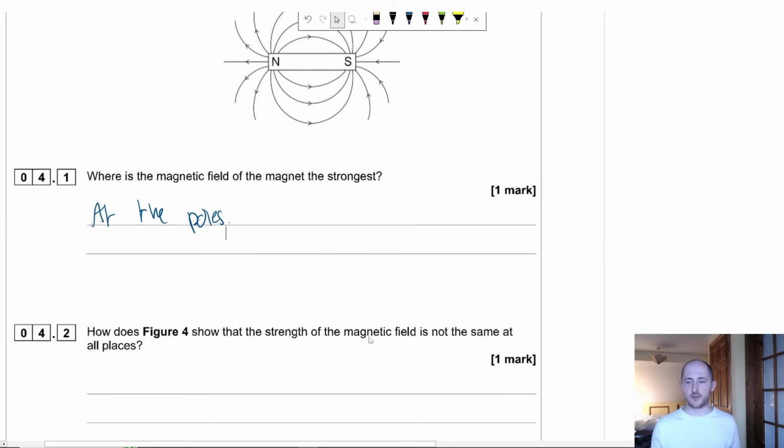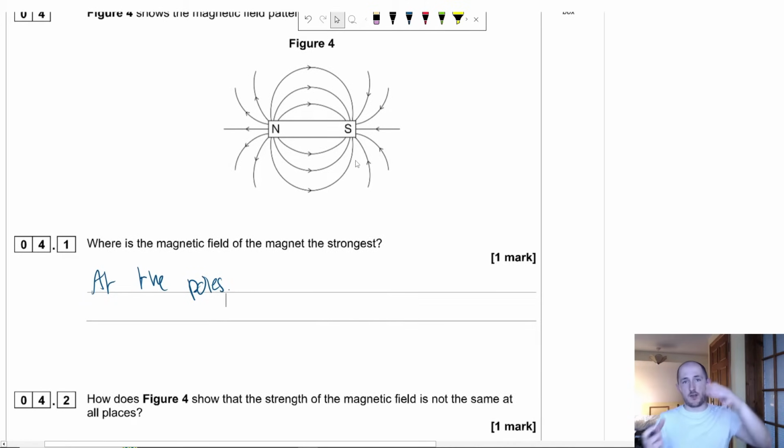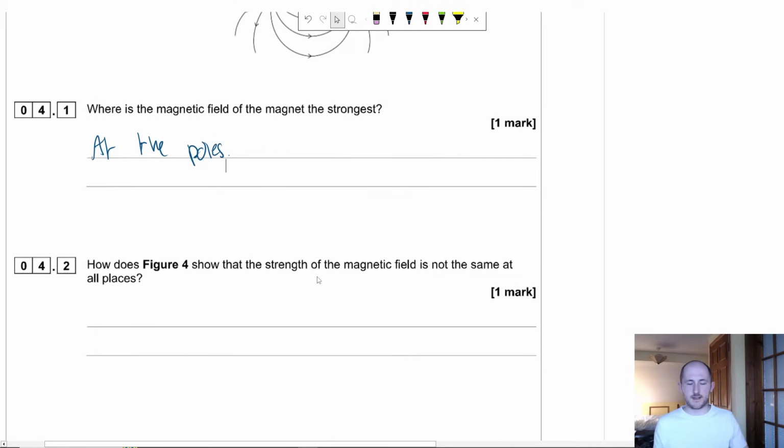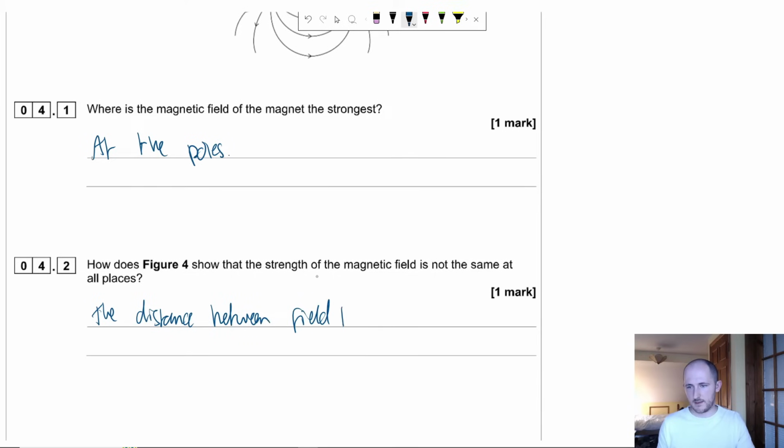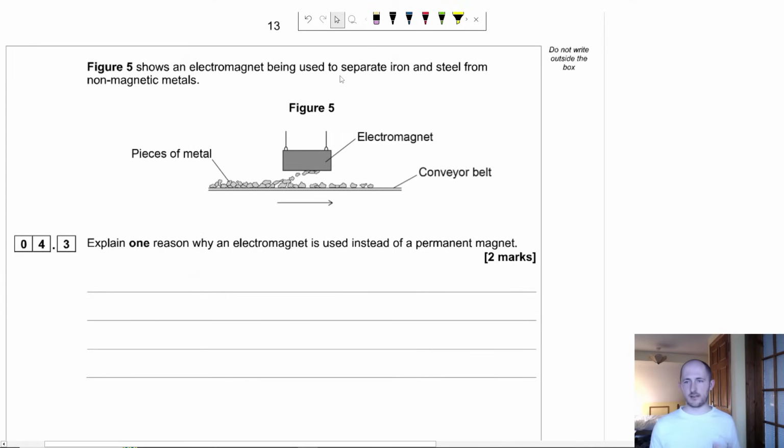How does figure 4 show that the strength of the magnetic field is not the same in all places? Well, as I just mentioned, the closer together the lines, the stronger the force. These are not just equal distance. Can you see that they get further apart as you go away? That's literally all you need to say. The distance between field lines changes. That's it.